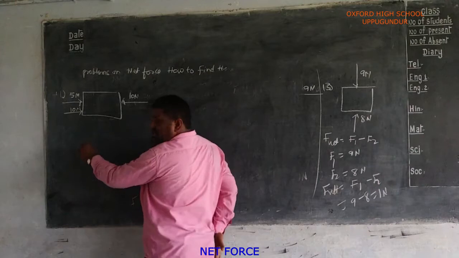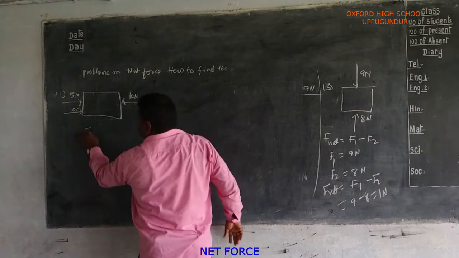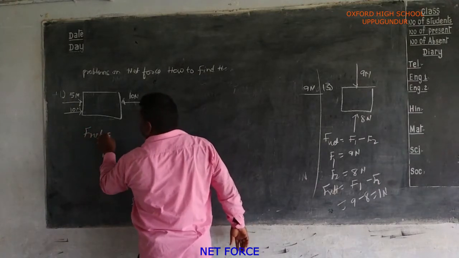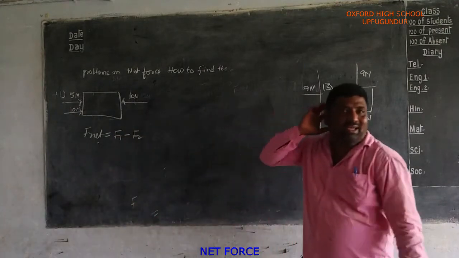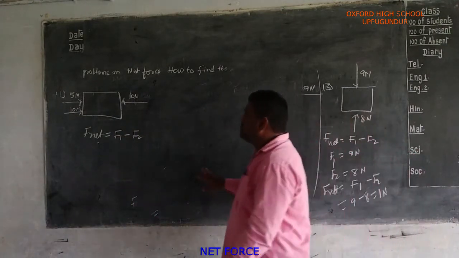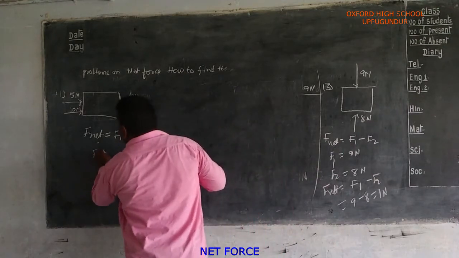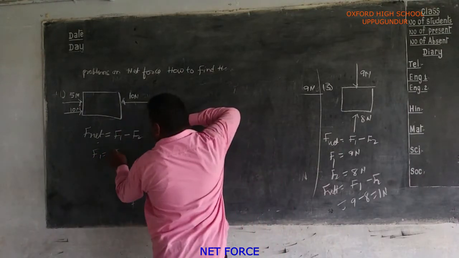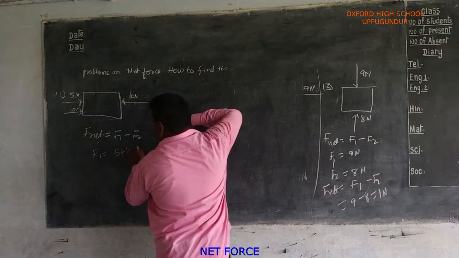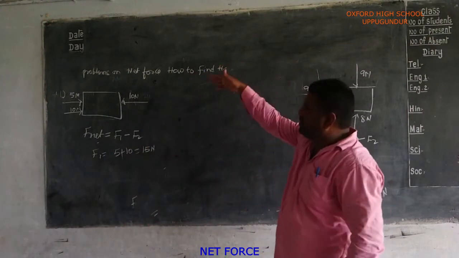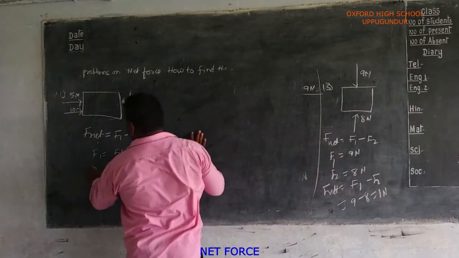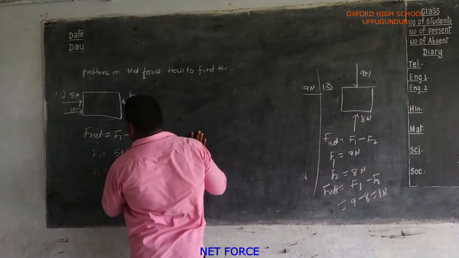So F net is equal to, formula: F1 minus F2. So F1 is equal to how much? 5 plus 10, which is equal to 15 newtons. Again, F2 is equal to how much? Right side, F2 is equal to 10 newtons.